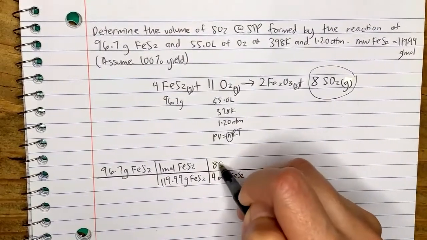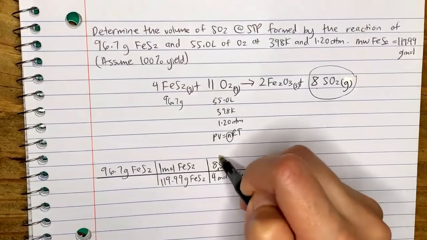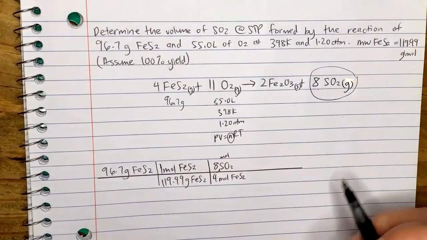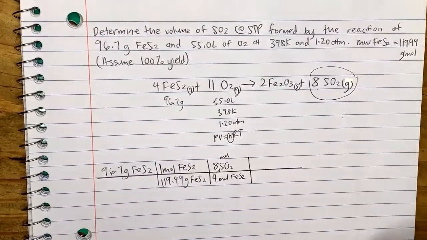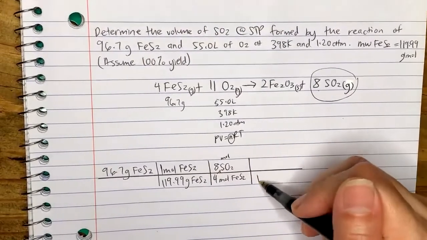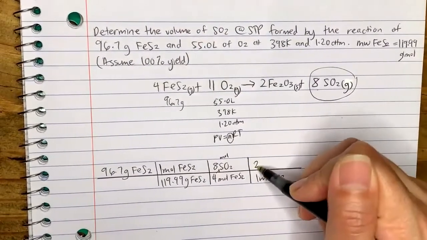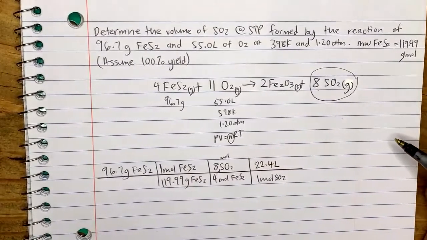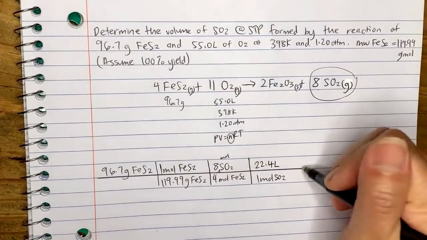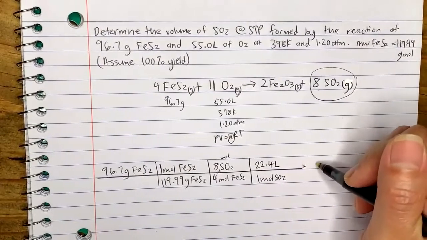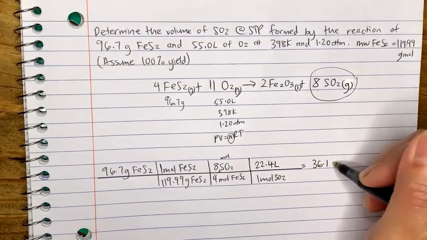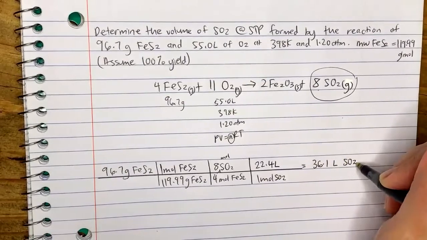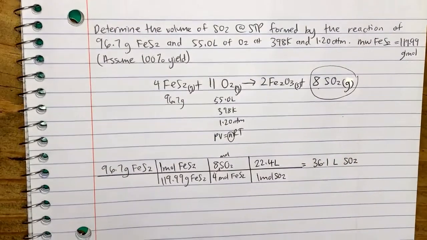8 SO2, oh, forgot my moles. And then 1 mole of SO2 is going to be 22.4 liters because it's at STP. Okay, let's find out what the volume is here. This one is 36.1 liter of SO2 possible. That's the first option. What's the second option?